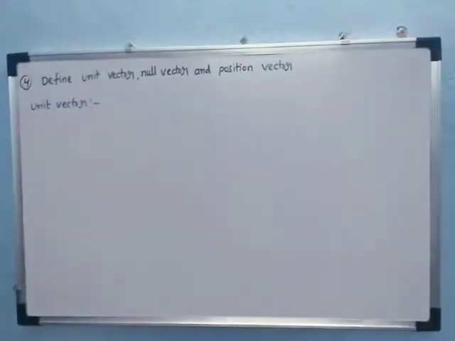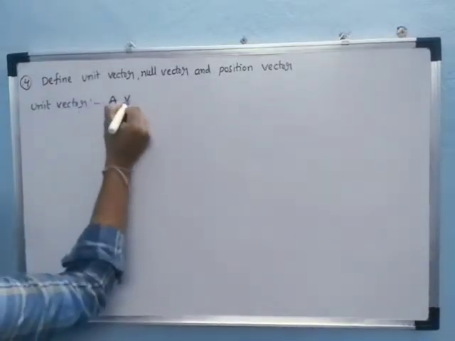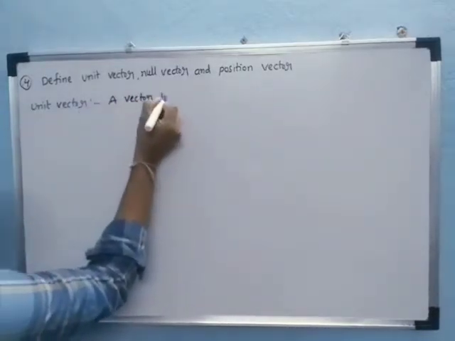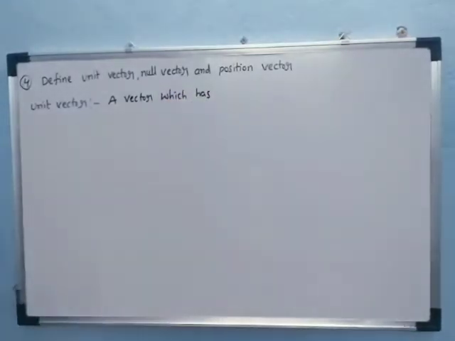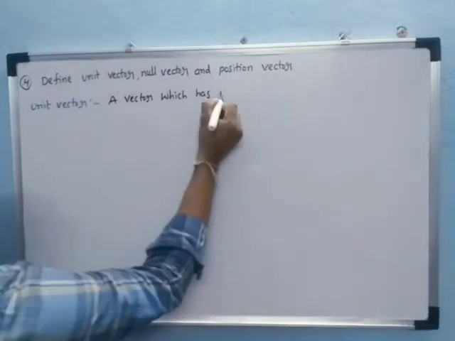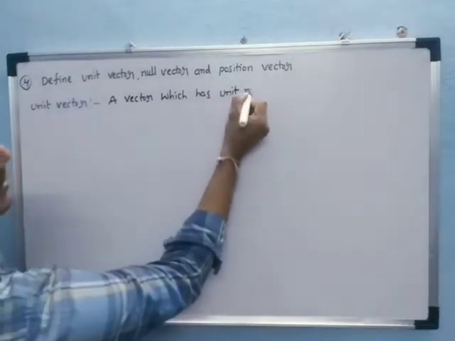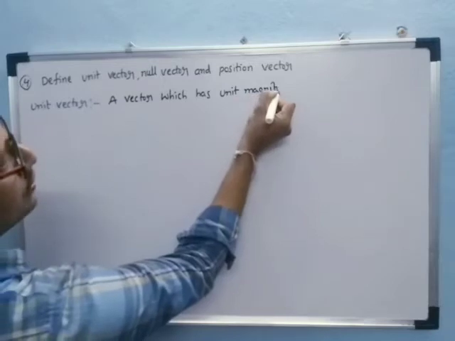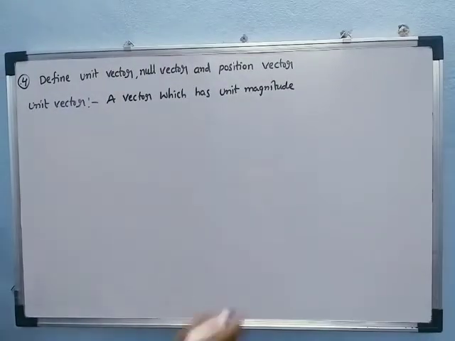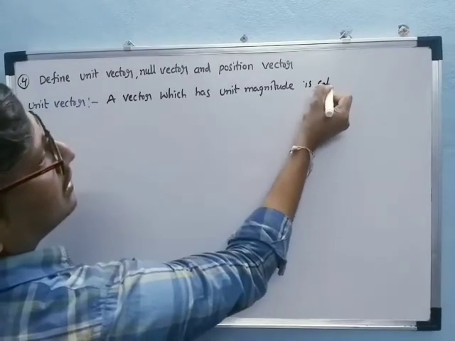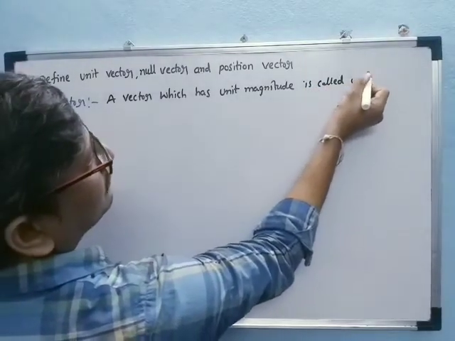A vector which has unit magnitude is called unit vector.